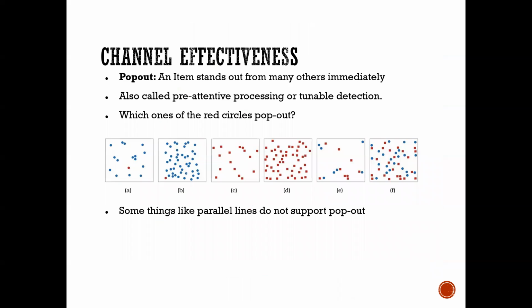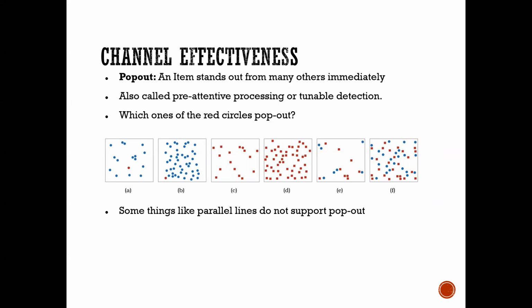So in terms of effectiveness, another item that we might want to look at is pop out. That basically means an item stands out from many others immediately. In art, they will use the term pop: something comes out or immediately draws your attention. This is also called pre-attentive processing or tunable detection.